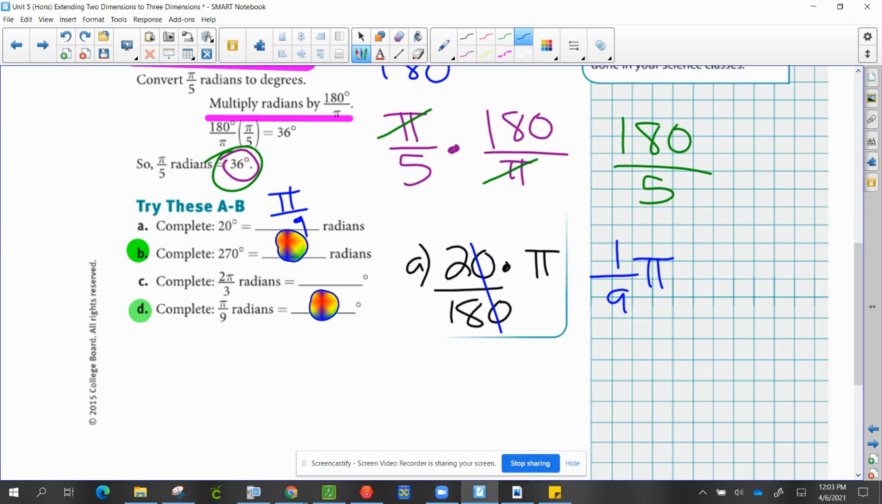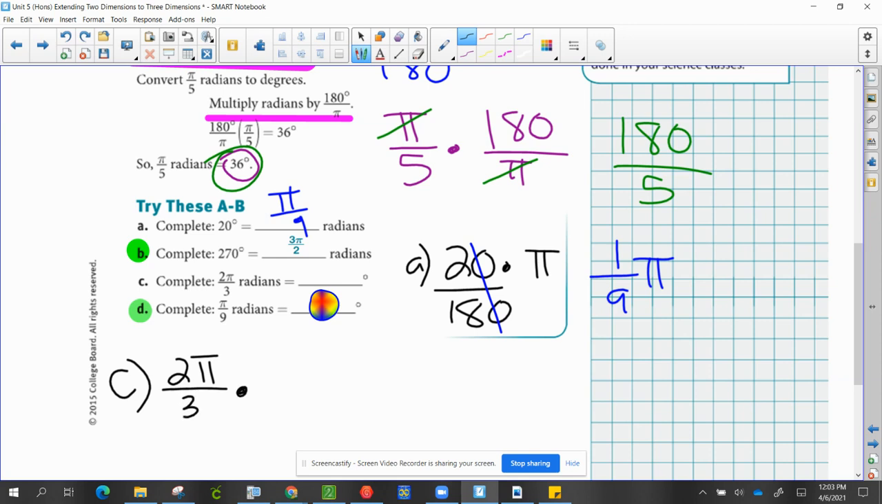Okay, I'm going to have you guys try the next one. What is 270 degrees in radians? If you did it correctly, you should have gotten 3 pi over 2. You can write this as 3/2 pi. It's the same idea, but that's how you do that problem. All right, one last one with me, and we're going to do letter C here. C says 2 pi over 3 radians is how many degrees?